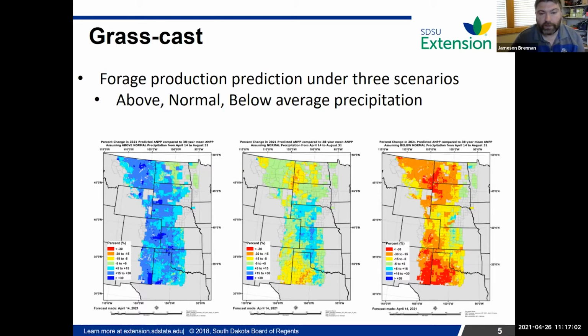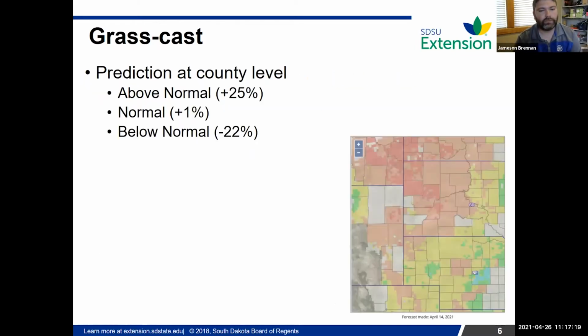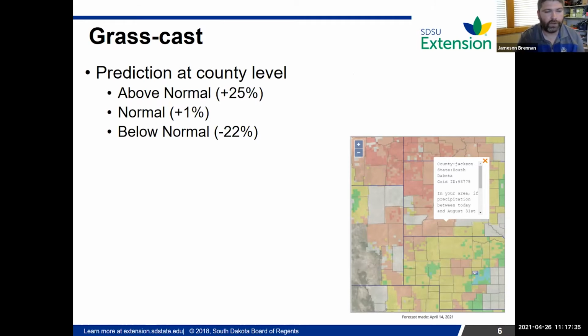And then this worst case scenario here is if we get below normal precip, what we're going to be predicting within those counties in terms of forage production. And so you see a lot of that red and orange, you're going to have below normal percent forage production. And in GrassCast, you could actually zoom into the county level. So zooming in here and just looking at Jackson County, for example, under these 3 different scenarios, you could look and say, above normal, we might have a 25% boost in production. If we get normal precip, we'd be at about even, about normal. And then if we're in that below normal category, we might expect a 22% reduced forage production.